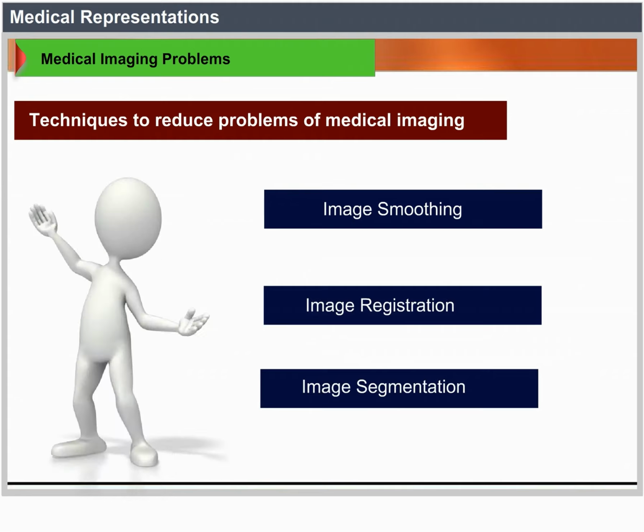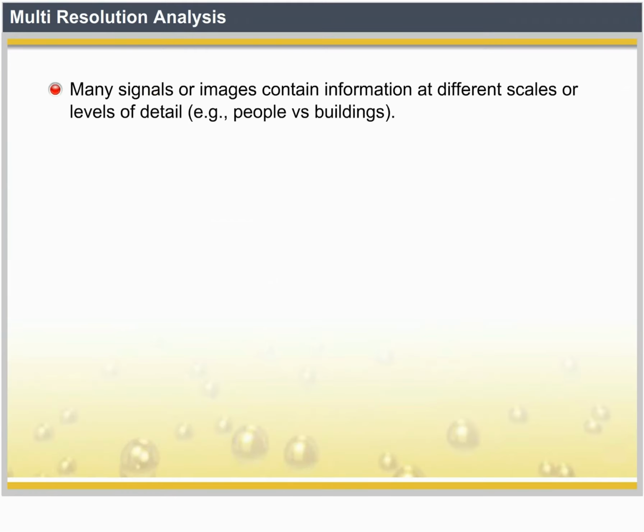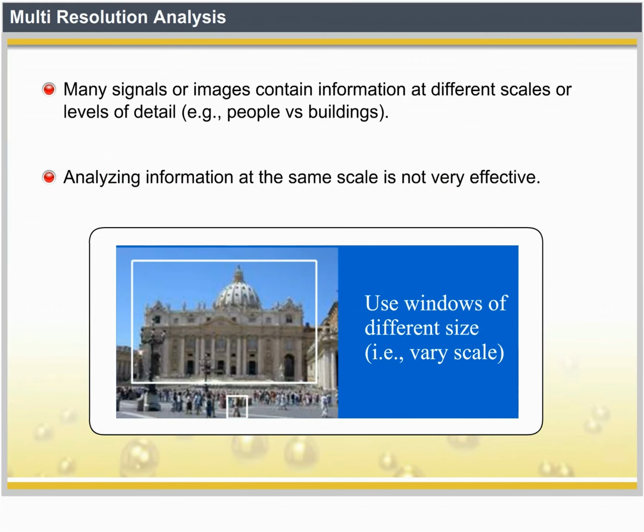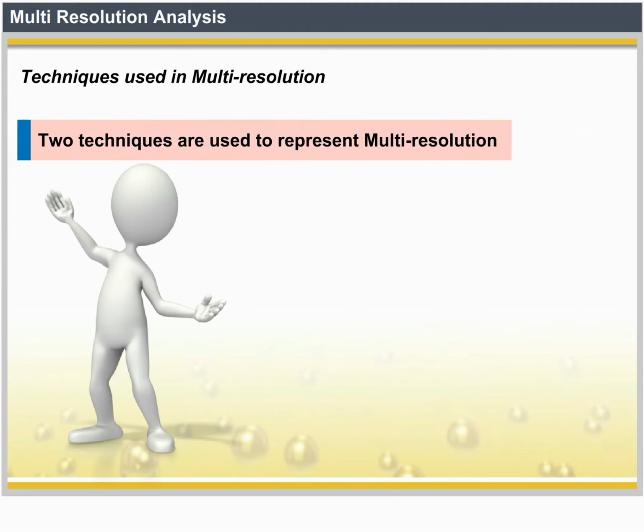Multi-resolution analysis. Many signals or images contain the information at different scales or levels of detail, that is, people versus buildings. Analyzing information at the same scale will not be effective. Techniques used in multi-resolution. Two techniques are used to represent multi-resolution. These are pyramid coding, subband coding.